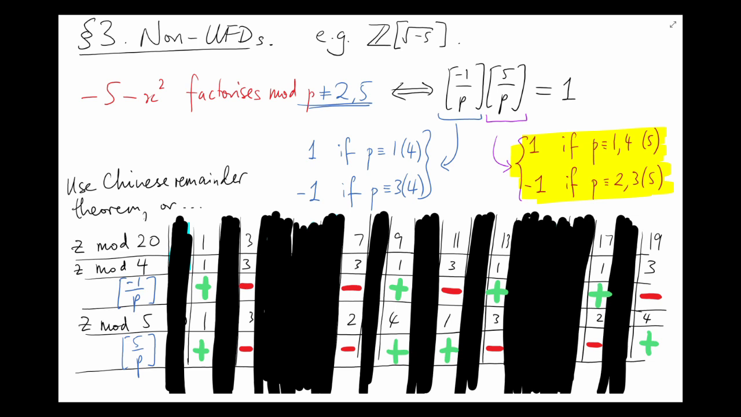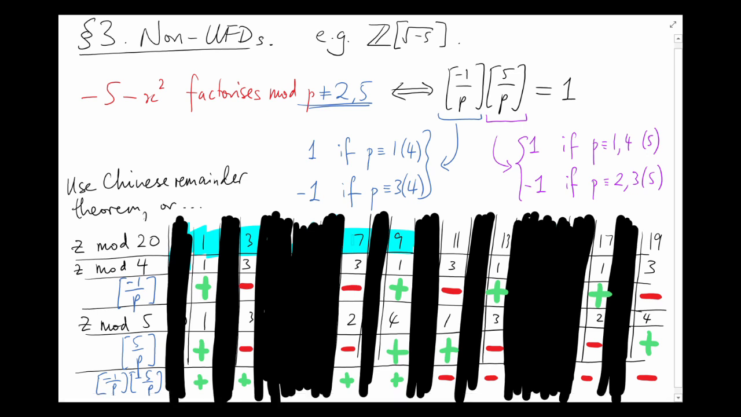So now we can multiply these signs together in columns to find minus 1 over p times 5 over p. Okay, here's where it equals plus 1, that's when p factorizes further, and here's where it equals minus 1, which is when p doesn't factorize further. So if p is 1, 3, 7, or 9 mod 20, then it factorizes further, and if p is 11, 13, 17, or 19 mod 20, then it doesn't.